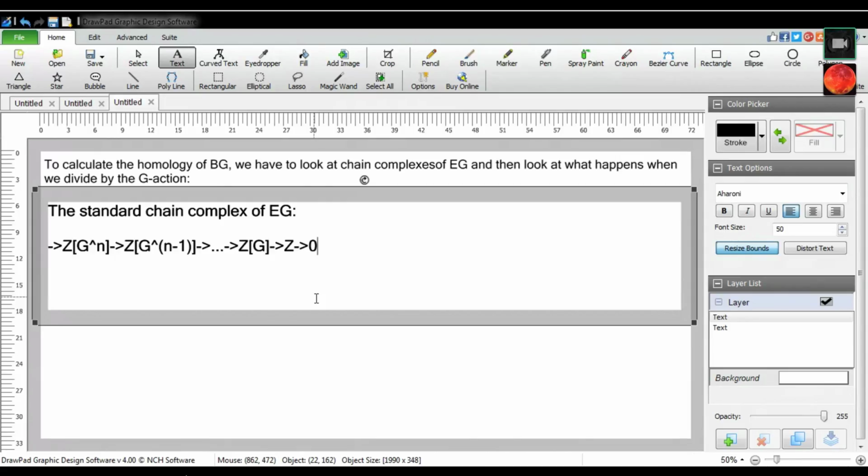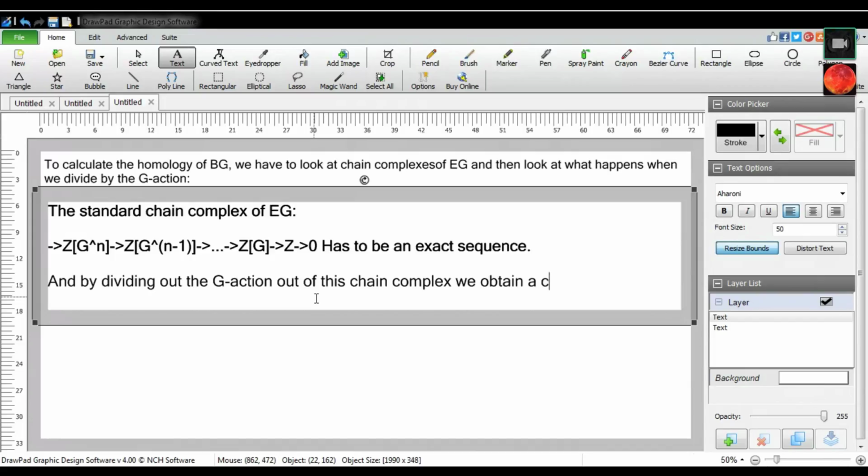But what is the important thing about this? The important thing is that EG is contractible. And if EG is contractible, then its homology has to be 0, so this chain complex has to be an exact sequence. By dividing out the G action from this chain complex, we obtain a chain complex of BG and then the homology of G. This is pretty hard to swallow.